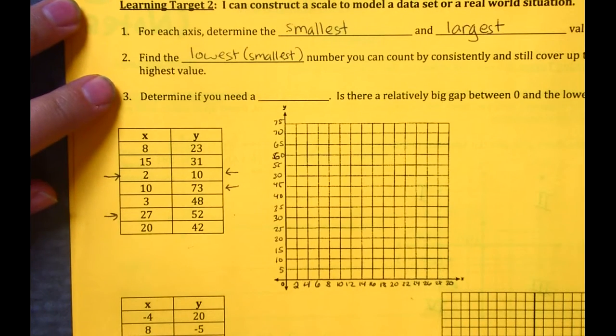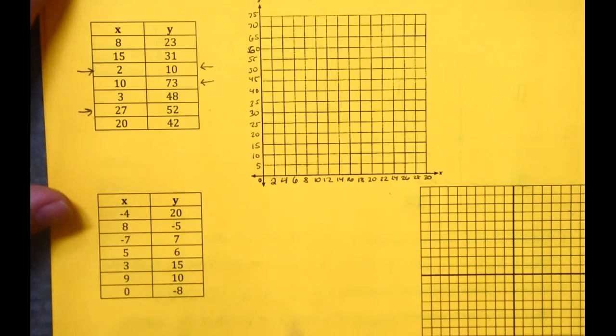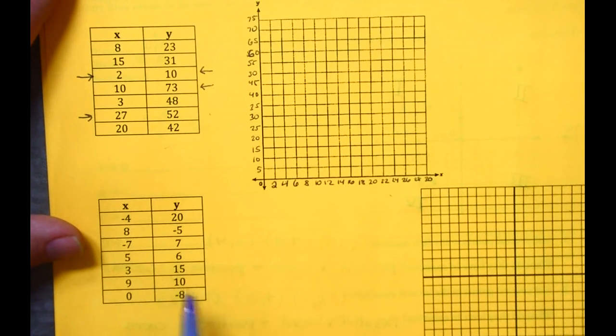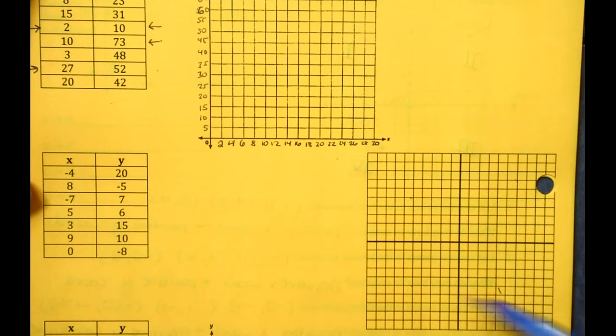Okay? We didn't have to worry about number 3 yet. We'll talk about number 3 down here in this bottom example. Let's look at this one. This is the same thing, only now we have some negative numbers, so we're going to use a graph that has quadrants 2, 3, and 4, because we use quadrants 2, 3, and 4 when we have negative numbers.